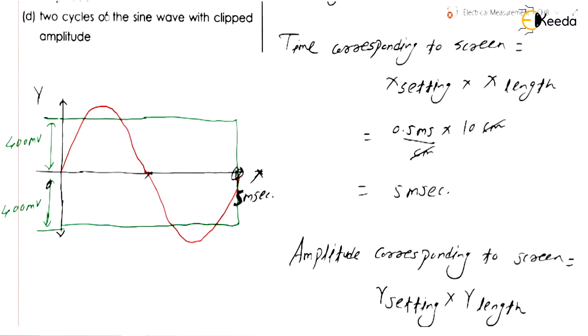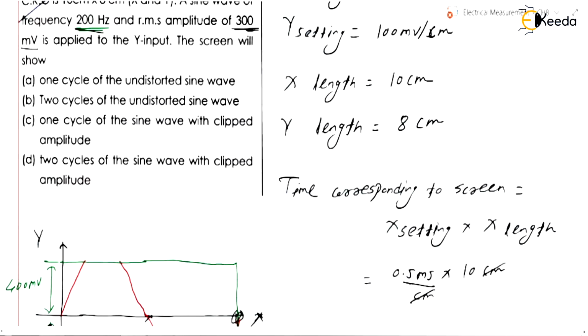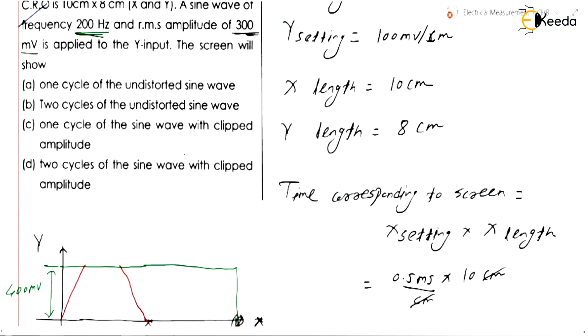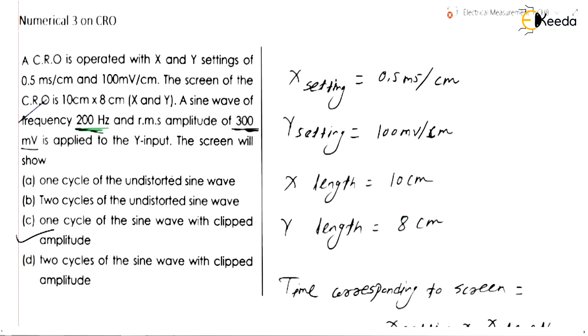This waveform will not be observed on the screen, it will be like this. So this waveform is like a flipped waveform. If you check the options, it is one cycle of the sine wave with a flipped amplitude. Option C is the correct option. So friends, this is about numerical number 3 on the CRO.